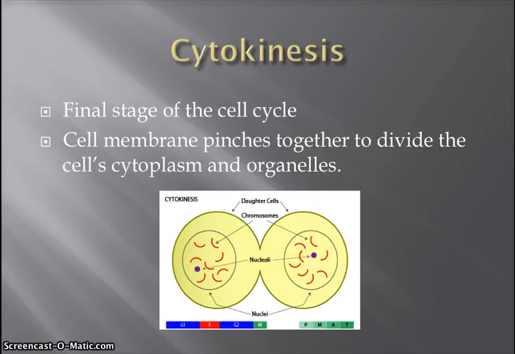Once the process of mitosis has occurred, the cell will enter into the final stage of the cell cycle called cytokinesis. And it's during this stage that the cell membrane will actually pinch together. So you can see it pinching together right here. And they will divide the cell cytoplasm and the organelles.